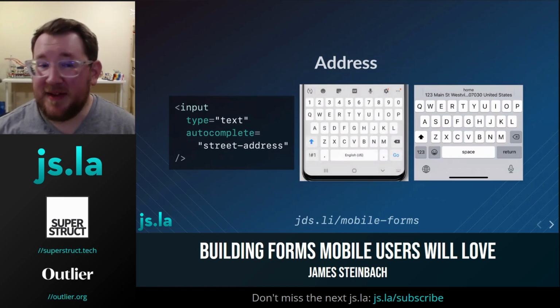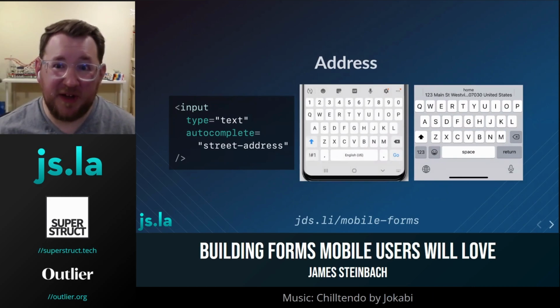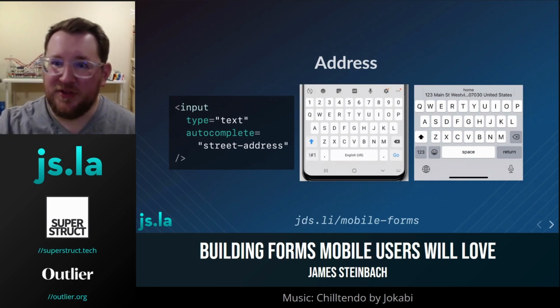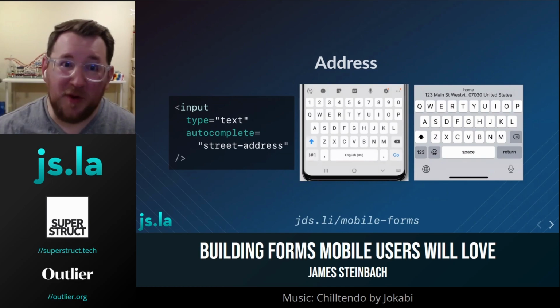Addresses are cool. The type is text. There's nothing semantically fancy in the HTML specification for a street address. There are several autocomplete values, however, that are useful. I've demoed street address in this code block. Also, there are autocomplete values for city, state, zip code, and country.